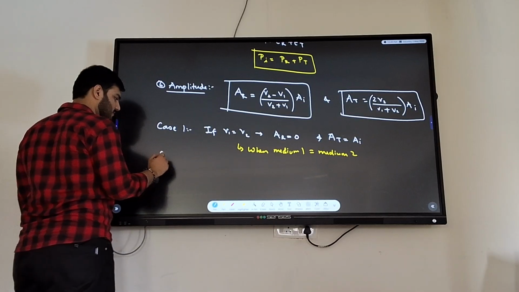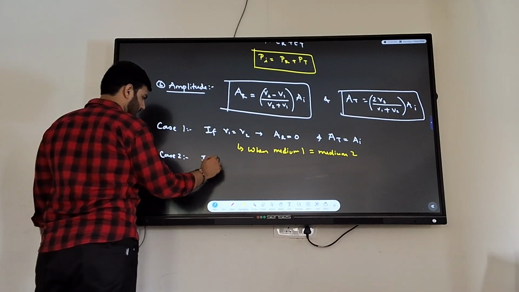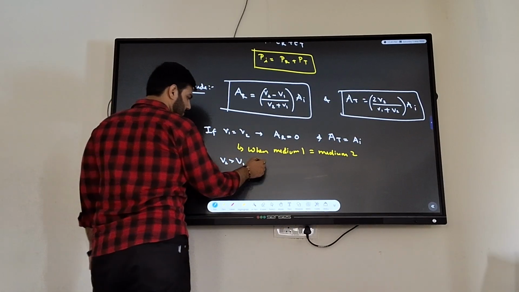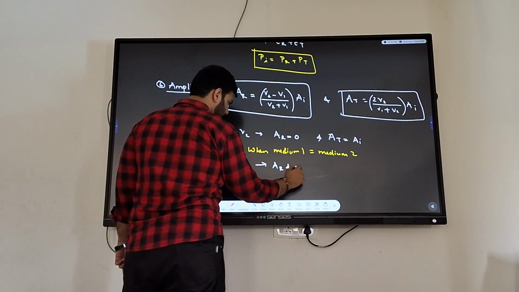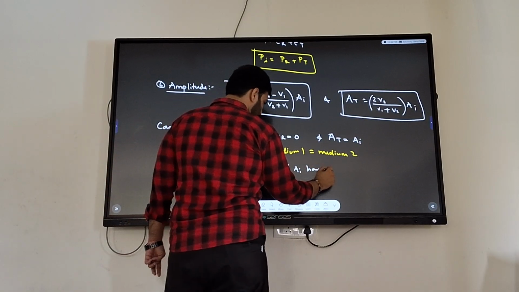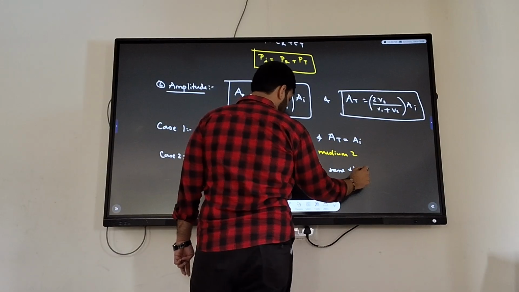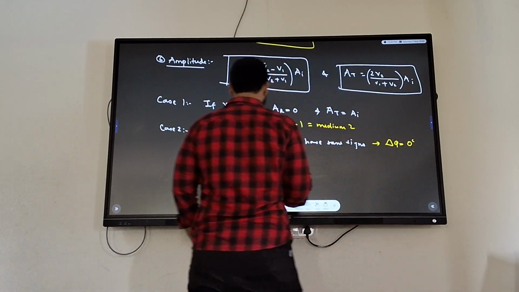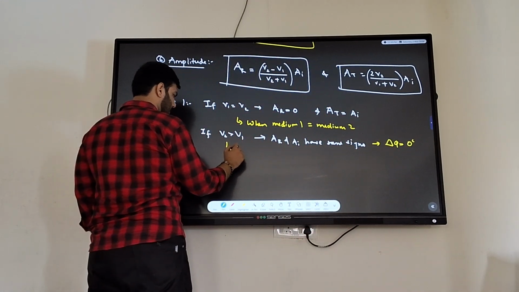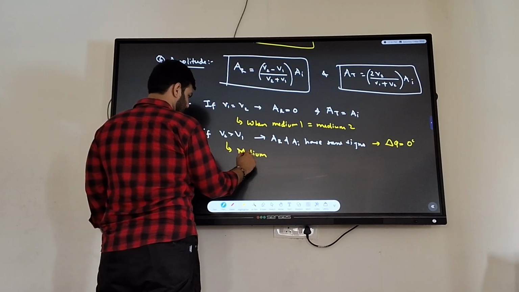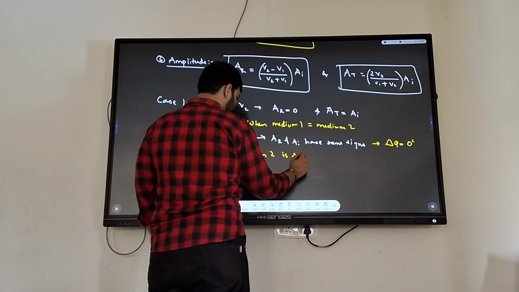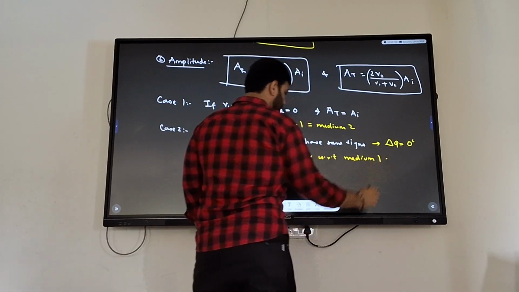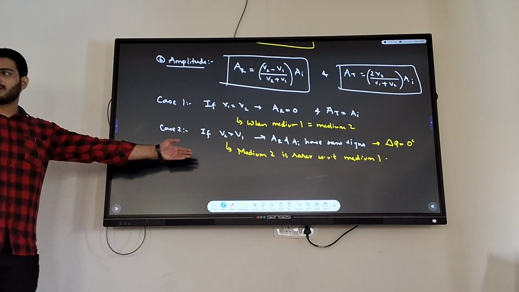What about case 2? If V1 is less than V2, what will happen then? Ar and Ai have the same sign. They have the same sign meaning what? They have a phase difference of 0 degrees. That means medium 2 is rarer with respect to medium 1. Is there any problem in this statement? Please check.